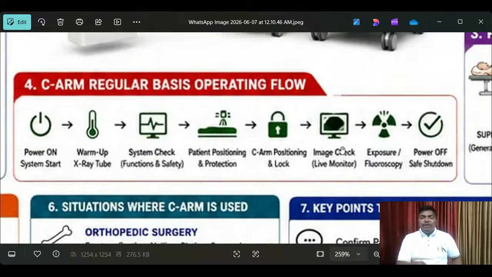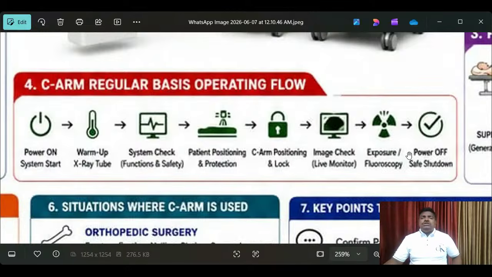But before operating this equipment, you have to wear the lead apron. Lead apron is very, very important, because the equipment is producing radiation. X-ray radiation is very dangerous to your life, your healthy life. Next, exposure, fluoroscopy, and power switch, safe shutdown or not.